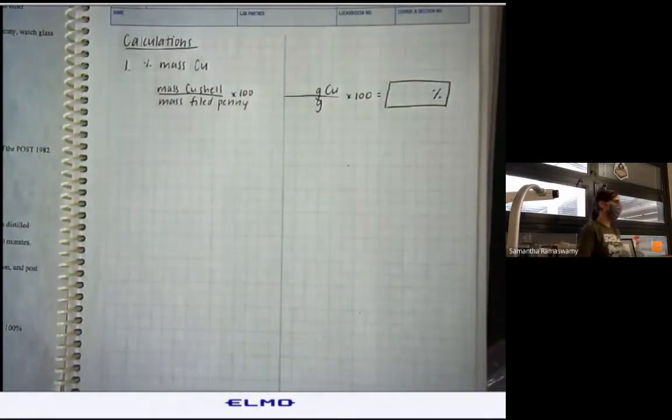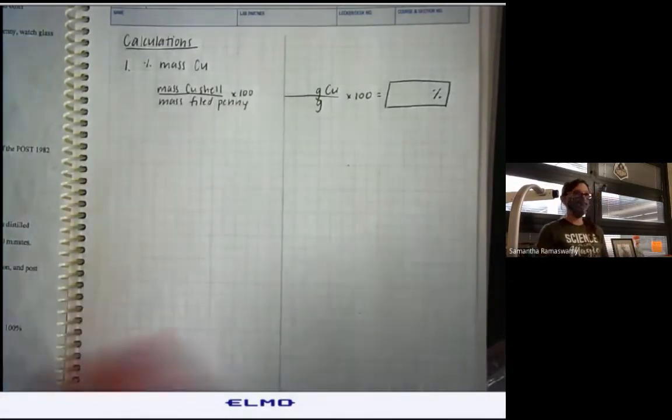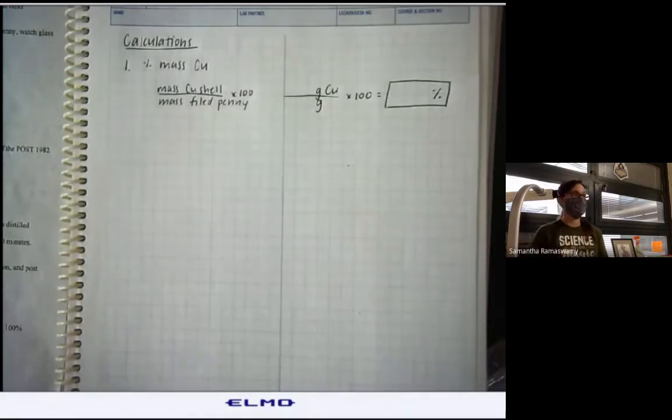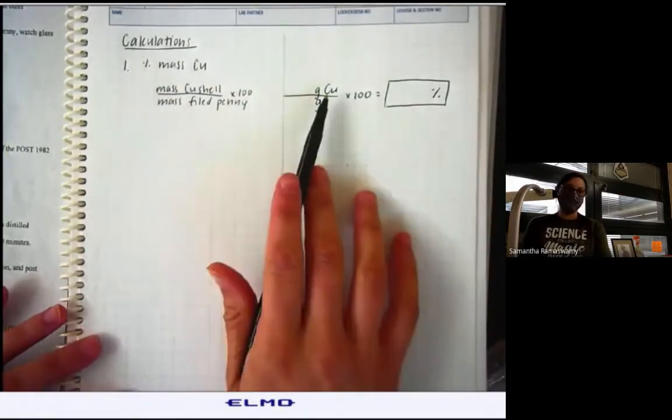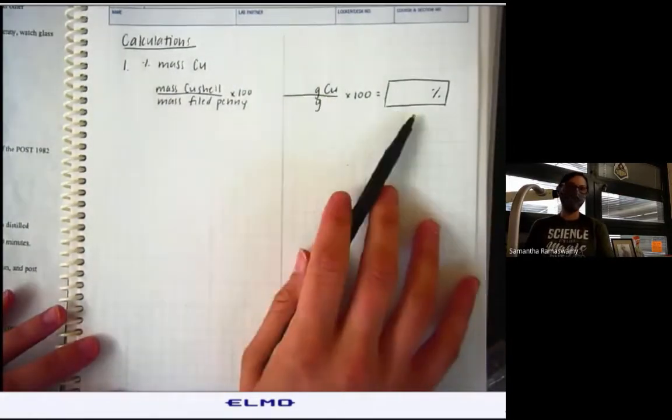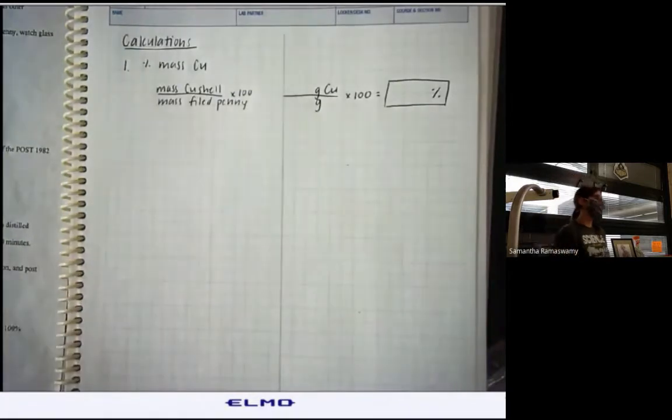So again, whether you want to use your phone as a calculator, or if you want to just put your numbers in and calculate it later, that's fine too. So that's how we find the percent mass of copper in the penny. It's probably a relatively small number.